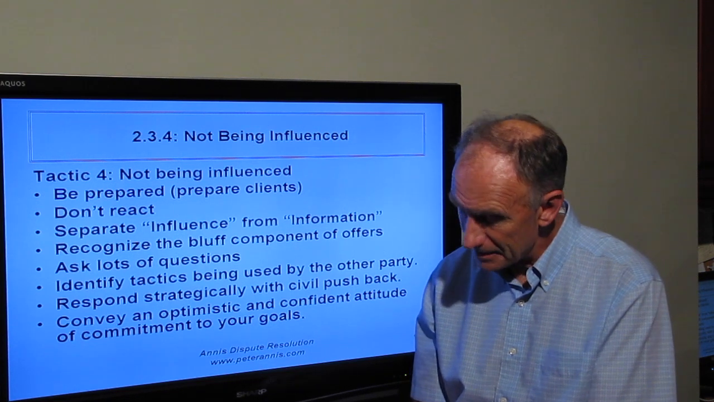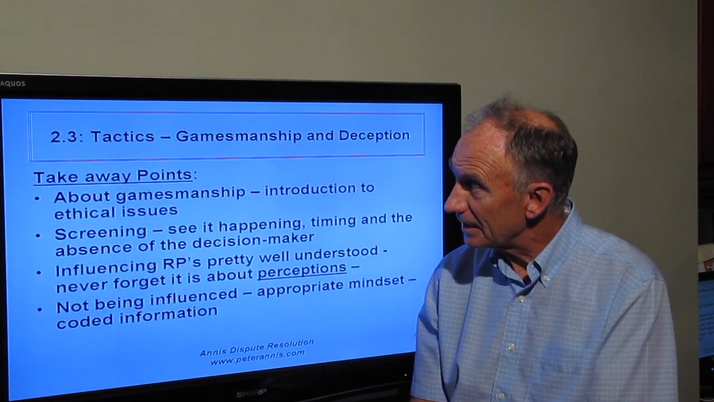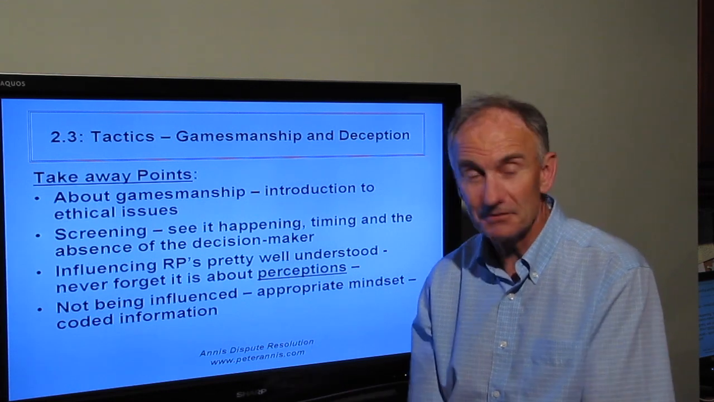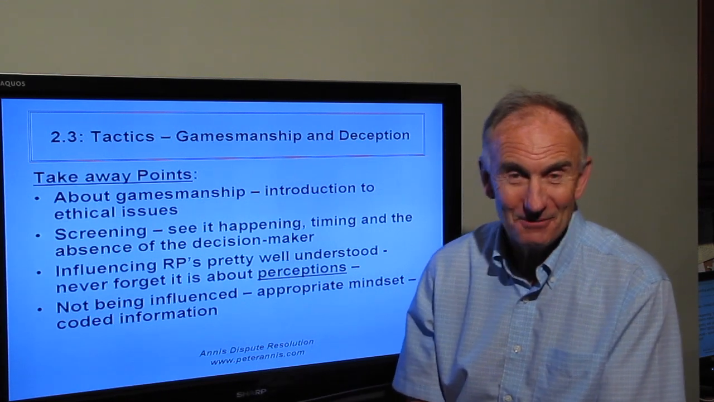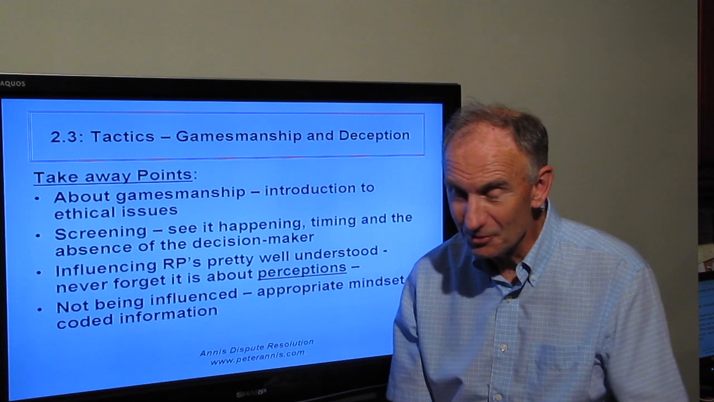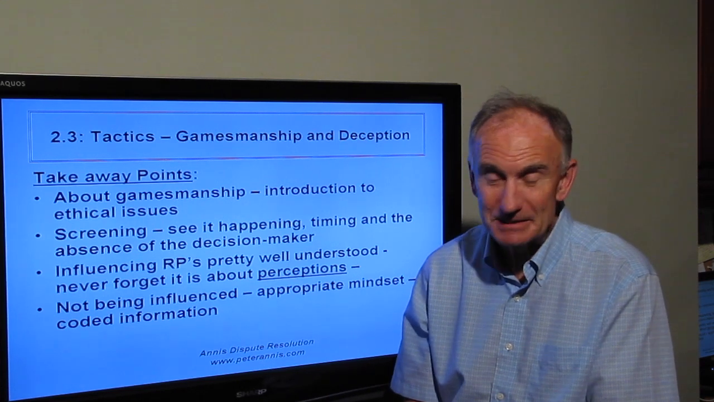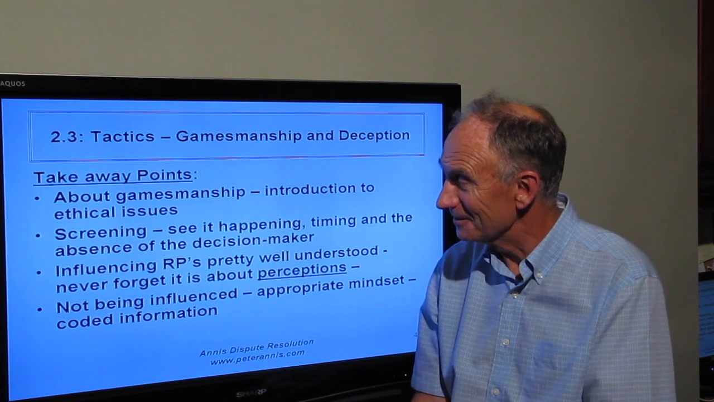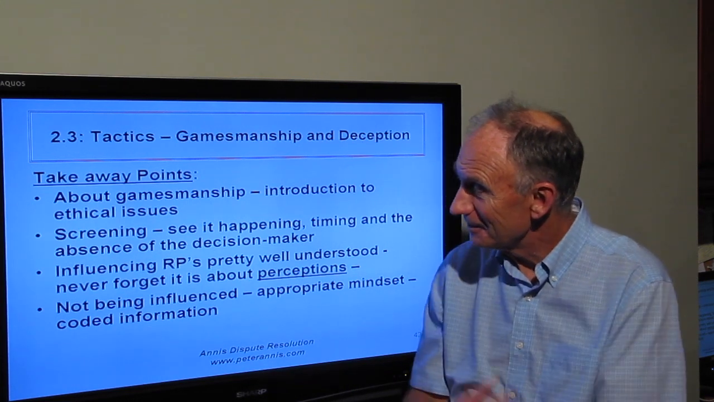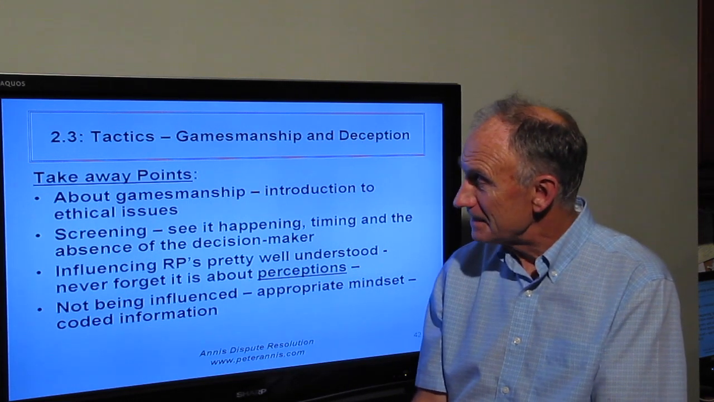So that kind of strategy and tactics, takeaway points. Hey, it's about gamesmanship. People, when you say that, they say gamesmanship and deception. No, it can't be, but it is. Because the whole idea is hiding resistance points and making them think what they are, what they're not, whatever I'm trying to get across here.